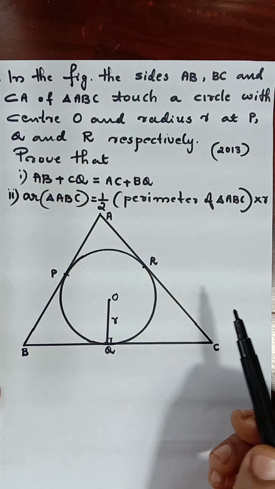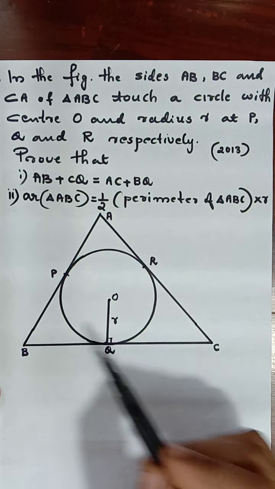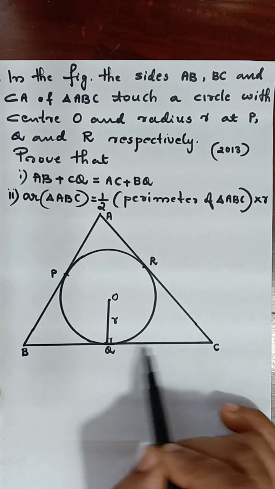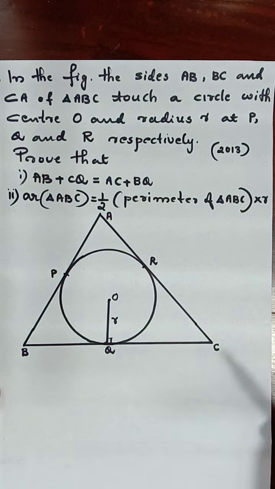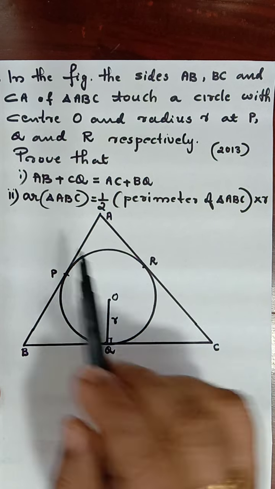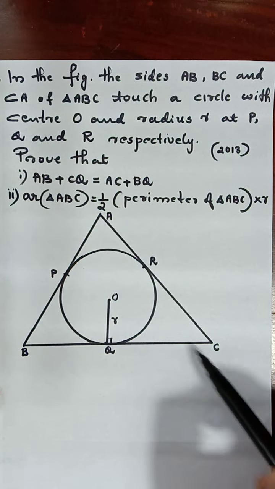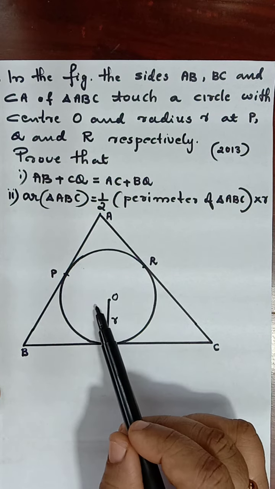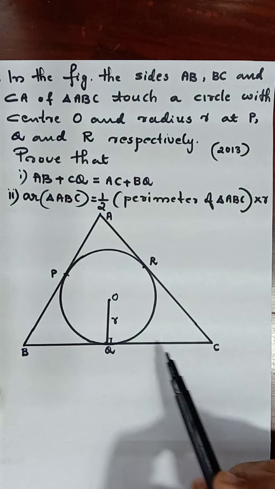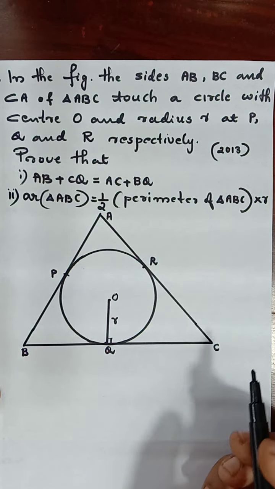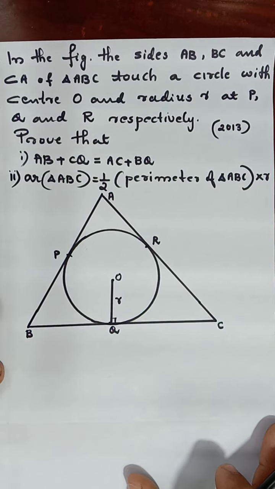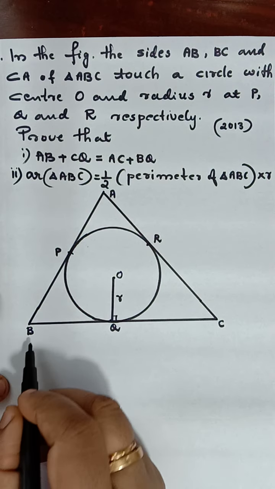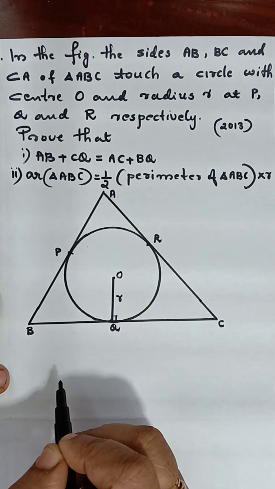We have to prove that AB plus CQ is equal to AC plus BQ. And the second part is: area of triangle ABC is equal to half the perimeter of triangle ABC into r. Let us do this. It was asked in 2013. Okay, let us start with the first question.